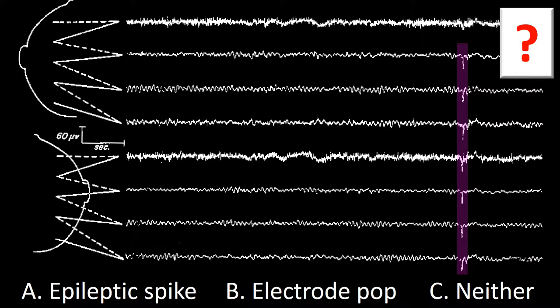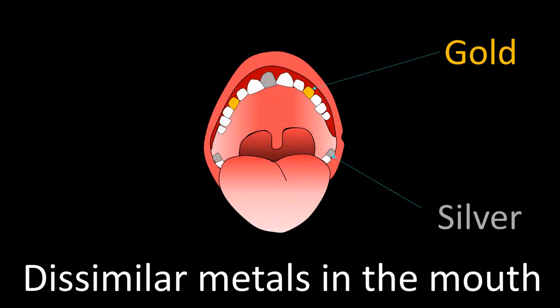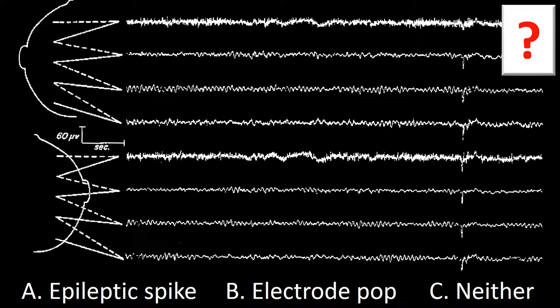Next question. Please take a look at this frame and choose the best answer. The artifact produced by dissimilar metal coming in contact with each other is a very sharp spike. This artifact is most frequent in the temporal region, but is often diffuse. Dissimilar metal artifacts resemble in shape electrode artifacts, but the distribution, as I previously mentioned, is quite different because they involve more than one electrode. The cause of this artifact is obviously the similar metal used for filling teeth. And they go away by keeping the mouth open because they only happen when the metals are in contact with each other. So the answer to this question is C.